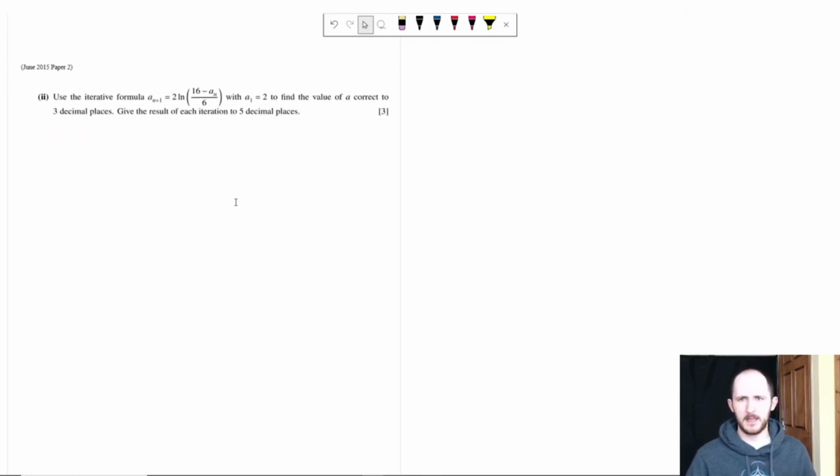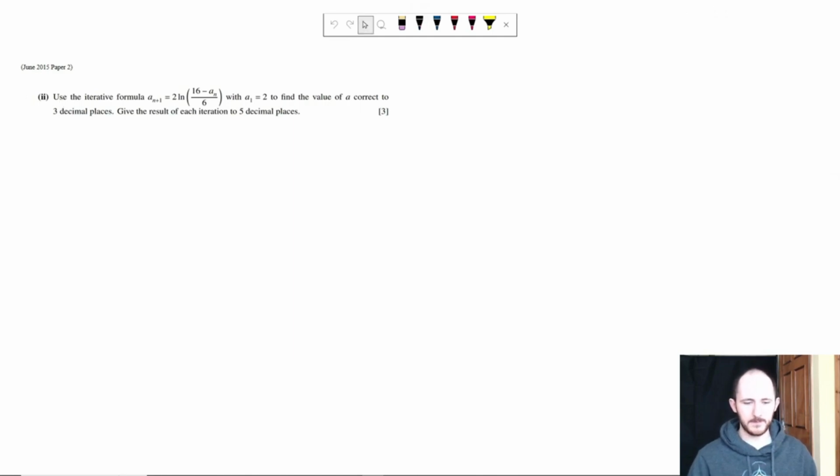Okay? So let's have a look at this. Use the iterative formula a(n+1) equals 2 ln(16 minus an) over 6, with a1 equals 2, to find the value of a correct to 3 decimal places. Give the result of each iteration to 5 dp. Okay, so what are we going to do? Well, let's have a look-see.